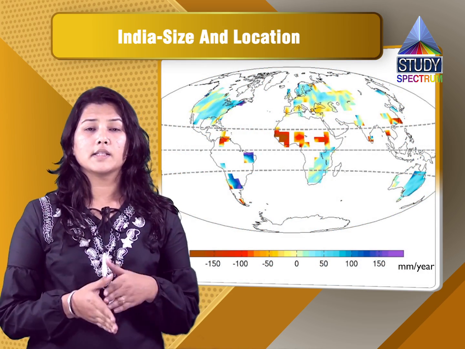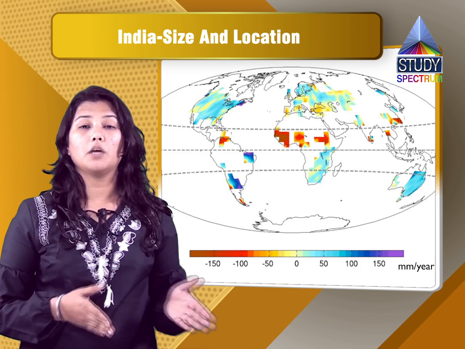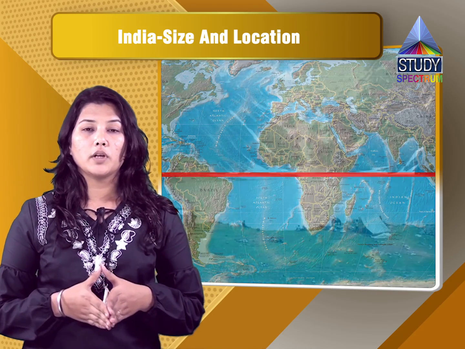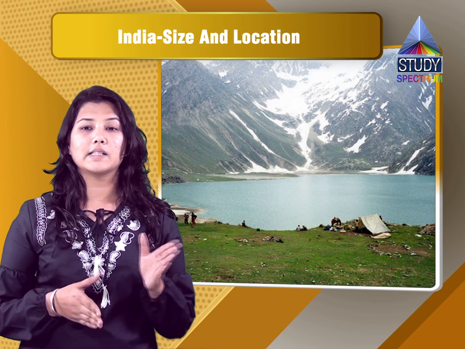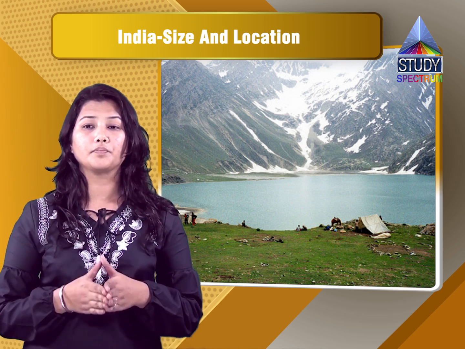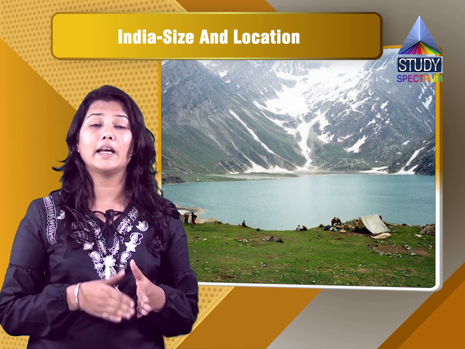Now, let's come down to 8 degrees 4 inches north. It is hotter in Chennai because it is closer to the equator. But if we look at Jammu and Kashmir, it lies at 37 degrees 6 inches north, and that's why Jammu and Kashmir is pretty cold. The longitudes are 68 degrees 7 inches east and 97 degrees 25 inches east.